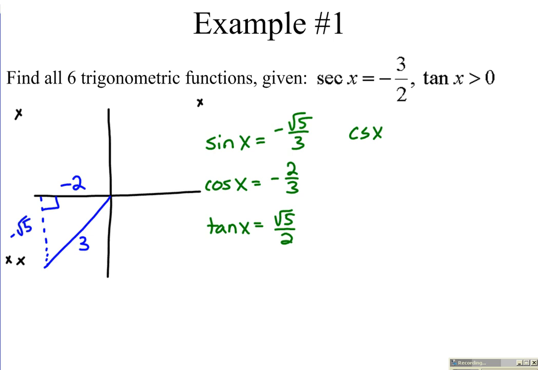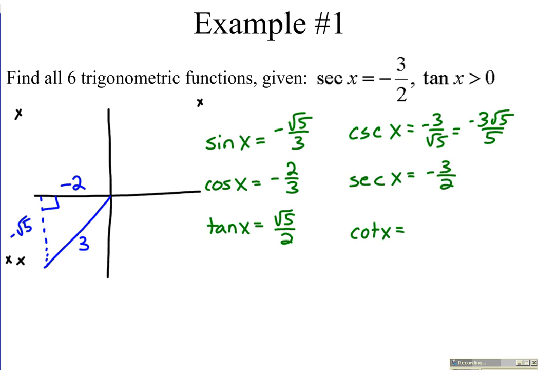Reciprocal functions. Cosecant of x, secant of x, and cotangent of x. Cosecant x, reciprocal of sine, -3 over √5, and rationalize. Secant, reciprocal of cosine, or it was given to us, -3/2, and cotangent, reciprocal of tangent, 2 over √5, and rationalize.